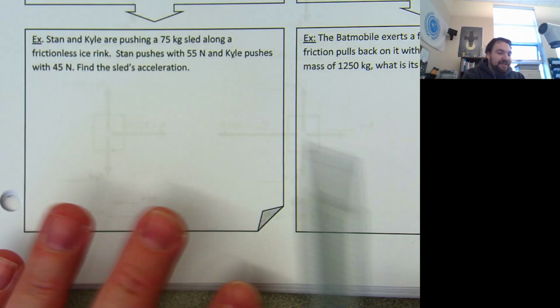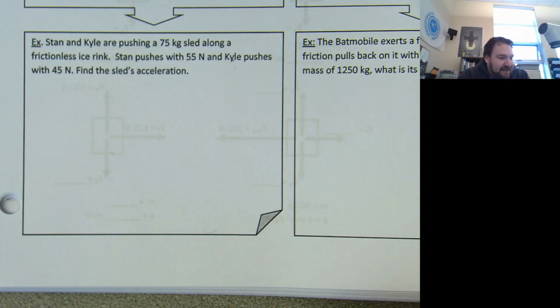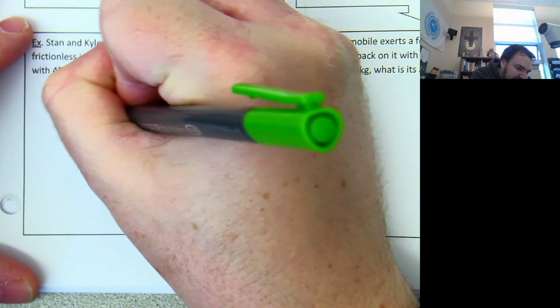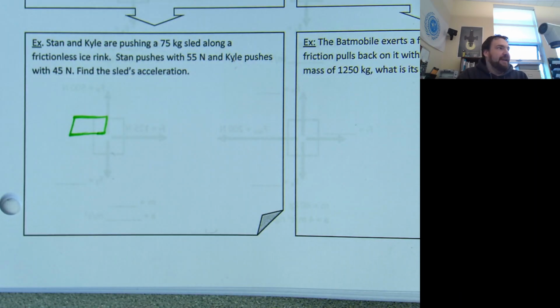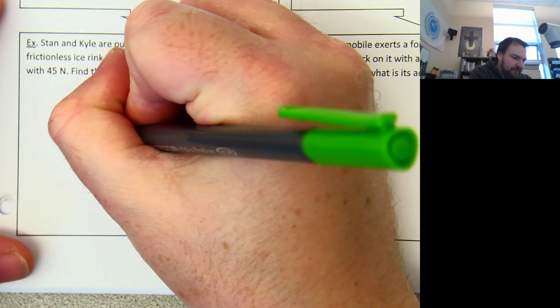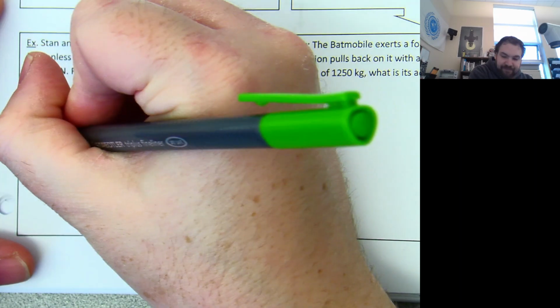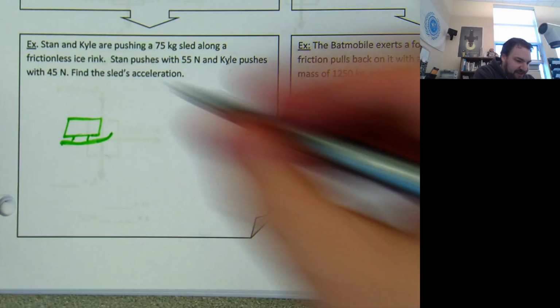Stan and Kyle. We're going to leave these two boxes here empty. We're just going to go to the examples. Stan and Kyle are pushing a 75-kilogram sled along frictionless ice. Stan pushes 55 newtons. Kyle pushes 45 newtons. We want to find the acceleration of the sled. So let's draw it. When in doubt, for those of you who are not artistically inclined, boxes work great. There's the sled. If you want to make it look more sled-like, we can put runners on it. Here's the frictionless ice rink.